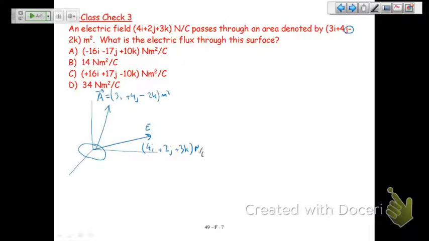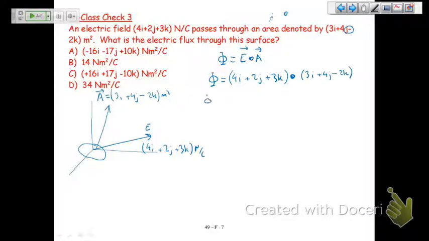The E field is in newtons per coulomb, and flux is equal to E dot A. So the flux is equal to E, which is 4i plus 2j plus 3k, dotted with 3i plus 4j minus 2k. I make my dots big, because I can't tell you how many times I have forgotten the cosine of the angle and all that kind of stuff.